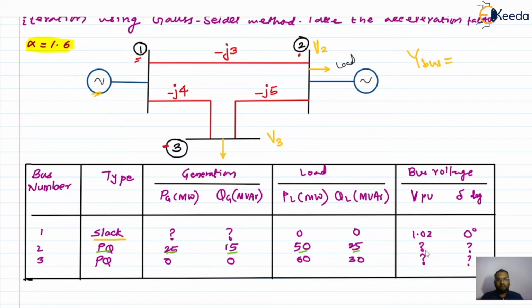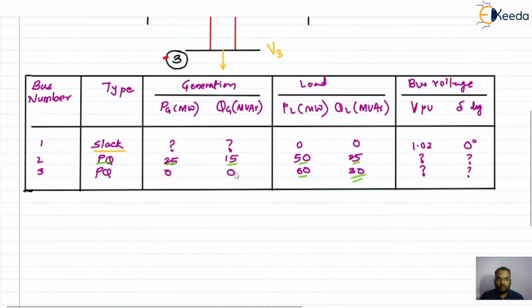Voltage we have to find out. V2 is asked to be found. With the voltage, we will get the idea regarding the phase angle as well. Now, come to the third bus. Here, it is a PQ type of bus. As the generator is not connected on this third bus, generation will be zero, and the demand will be there because load is connected. The load is 60 megawatt real power demand and 30 MVAr reactive power demand. Again, we have to find the voltage at this bus, V3. So let us solve this problem.